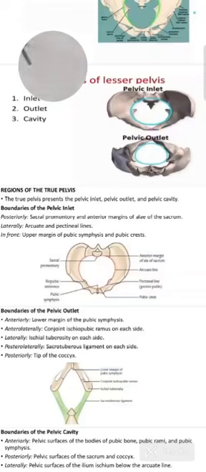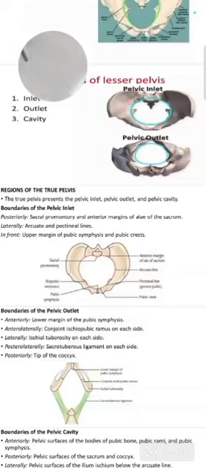Now anteriorly, the upper margin of the pubic symphysis and the pubic crest. So these are the boundaries of the pelvic inlet. The sacral promontory and the anterior margin of ala of sacrum form the posterior boundary. Arcuate lines and the pectineal lines form the lateral boundary, and the upper margin of pubic symphysis and pubic crest form the anterior boundary. Together they form an inlet called the pelvic inlet.